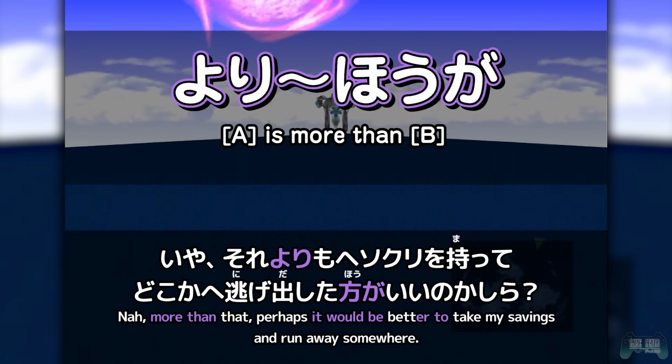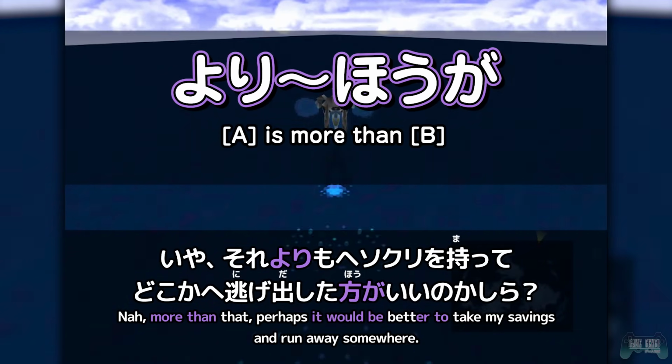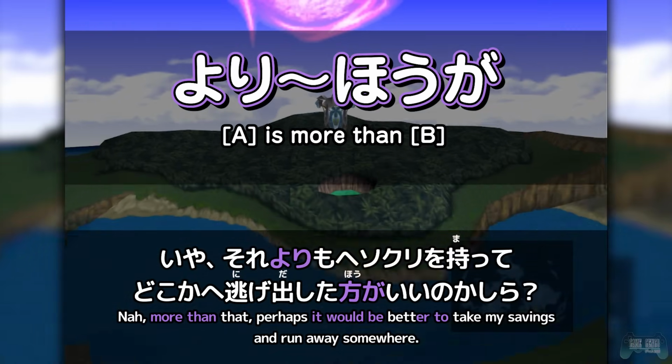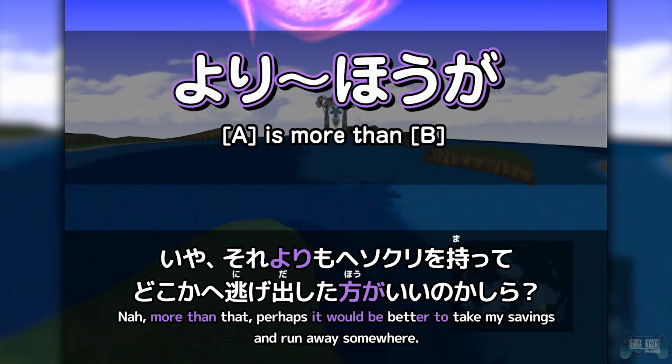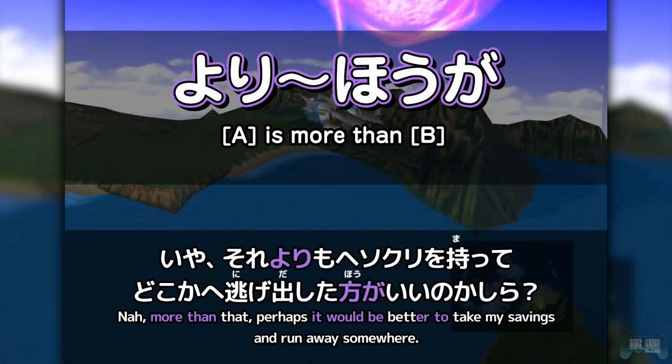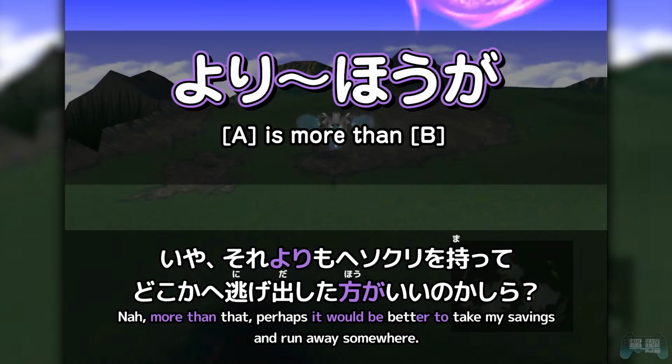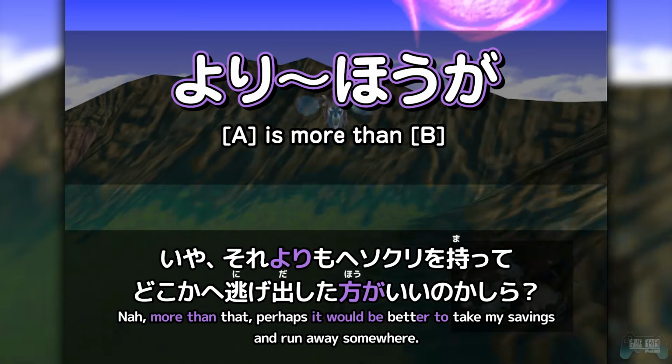So you can see here that the verb can be used in any form, and you can actually compare anything. You can compare an adjective to another adjective, or a noun to another noun, or a verb to another verb. Just make sure that you have the first one, yori, the second one, hoga, and then whatever you're doing to describe that thing at the end.